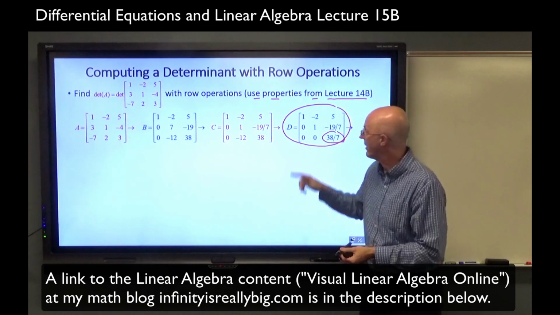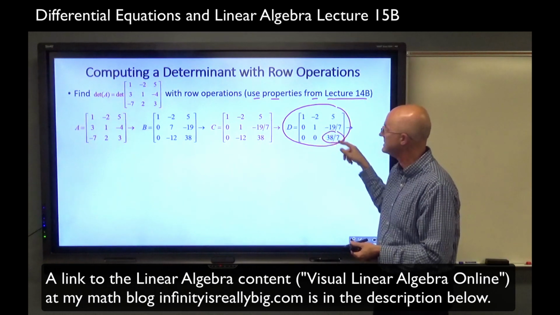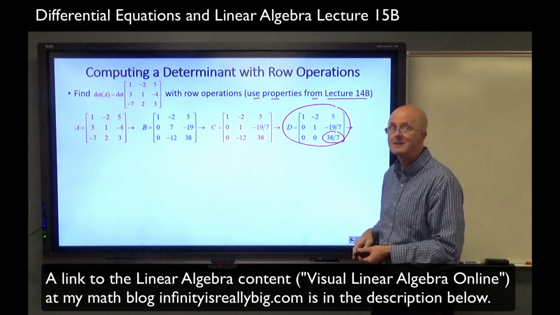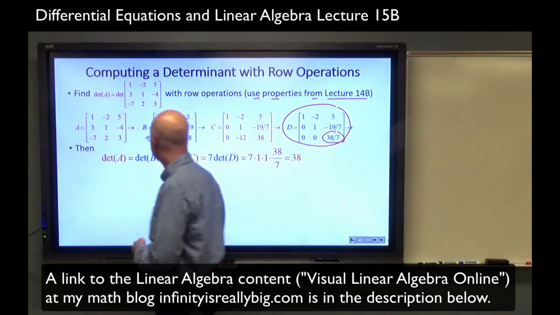Its determinant is the product of the numbers on the main diagonal. That was another property of determinants. 1 times 1 times 38 sevenths. So to get the answer we want, multiply by 7. You can write it out this way.